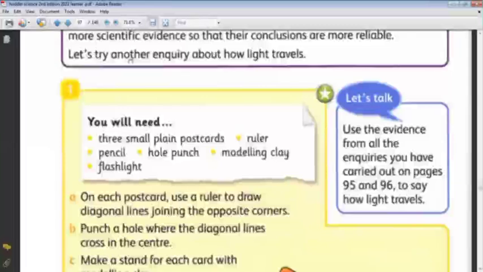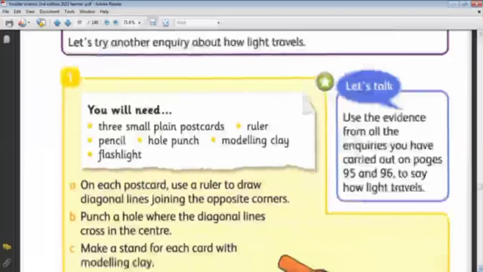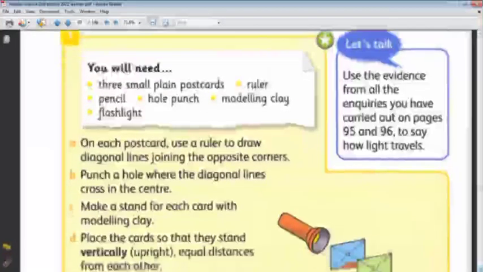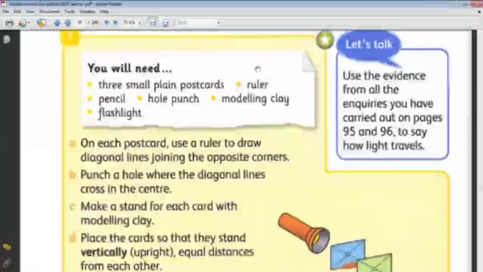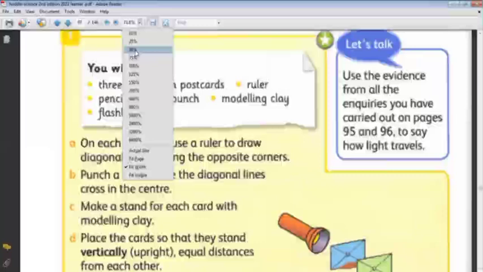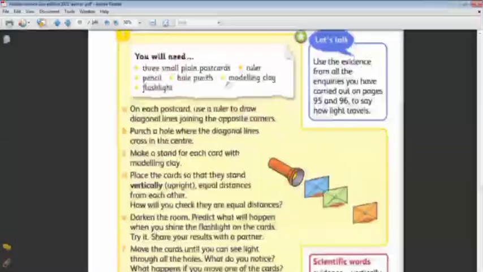In this page, we'll try another inquiry about how light travels. Now we will do an activity to know how the light travels from the light source. For this activity, we will bring 3 small plain postcards like this one. We started this activity last session. I will repeat it quickly. And we want a ruler, a pencil, a hole punch, modeling clay, and a flashlight.